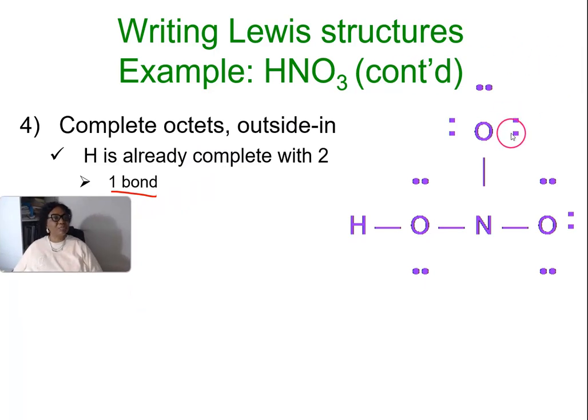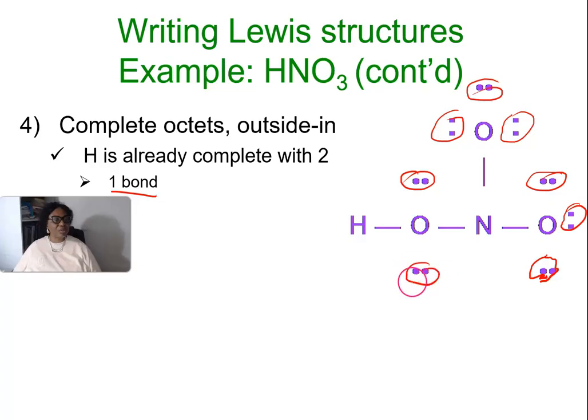So now we put 2, this 2, this 2, this 2. This is complete. We go to this, we put 2, we put 2, we put 2. We have used 12 electrons. Then we go to this oxygen, we put 2, we put 2. It's complete. We have used the 16 electrons.